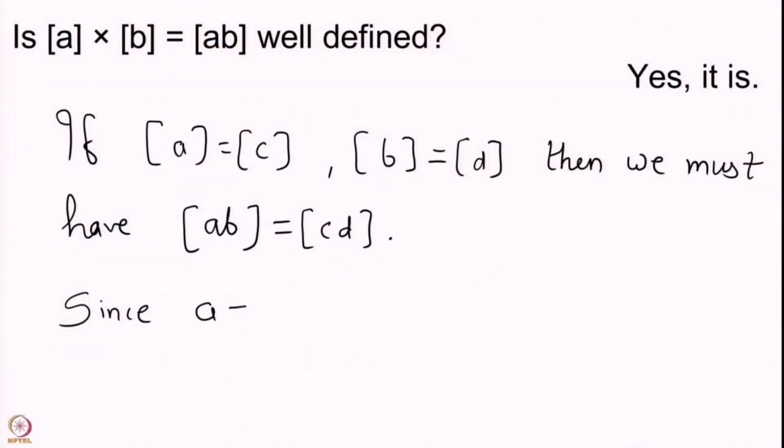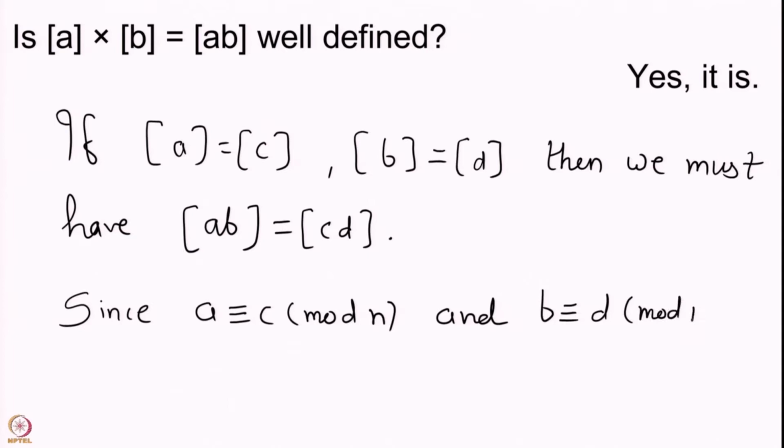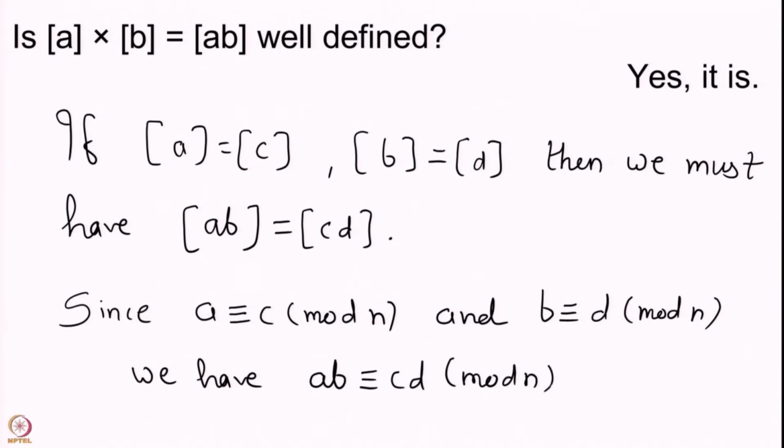So, since A is congruent to C mod n and B is congruent to D mod n, we do have that AB is congruent to CD mod n. This was also one of the initial problems which I had given you, and I had also invited you to think about.